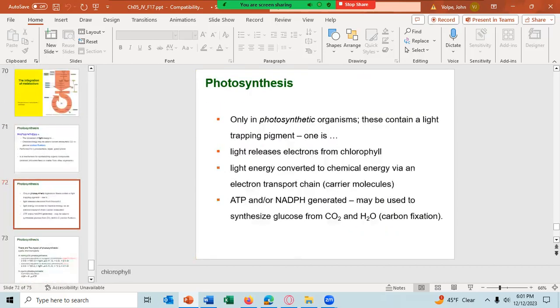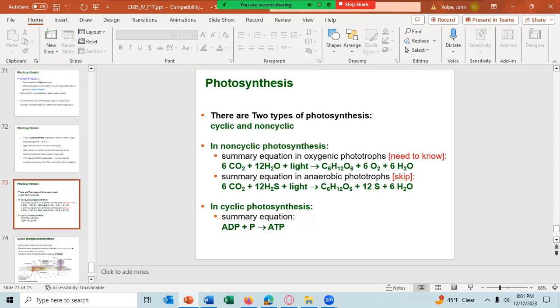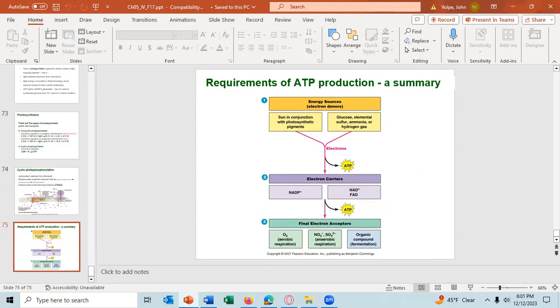You should know about amphibolic pathways, the bridge between catabolism and anabolism. All right, that's it for chapter 5. Any questions?